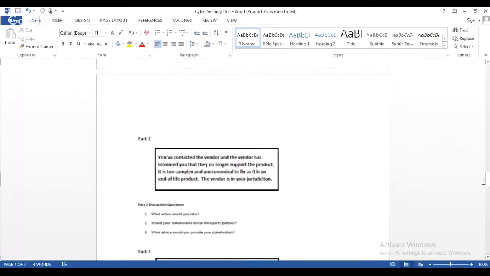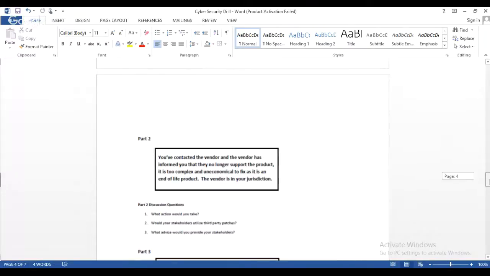In the second part, you have contacted the vendor, and the vendor has informed you that they no longer support the product. It is too complex and uneconomical to fix as it is an end of life product. The vendor is in your jurisdictions.